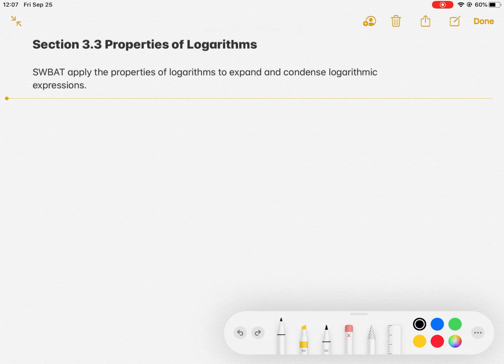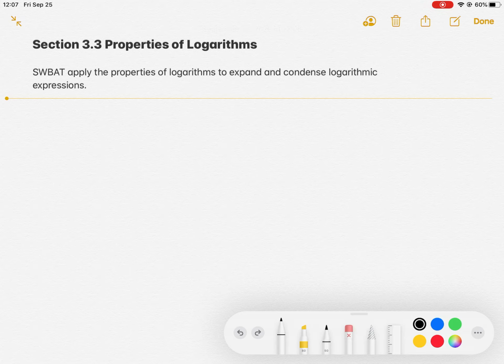The next topic we're going to cover is properties of logarithms. So this is section 3.3. We're still looking at exponential and logarithmic equations, expressions, etc. So the goal today is for students to be able to apply the properties of logarithms to, keywords here, expand and condense logarithmic expressions. So we're going to be doing both of those, expanding and condensing.